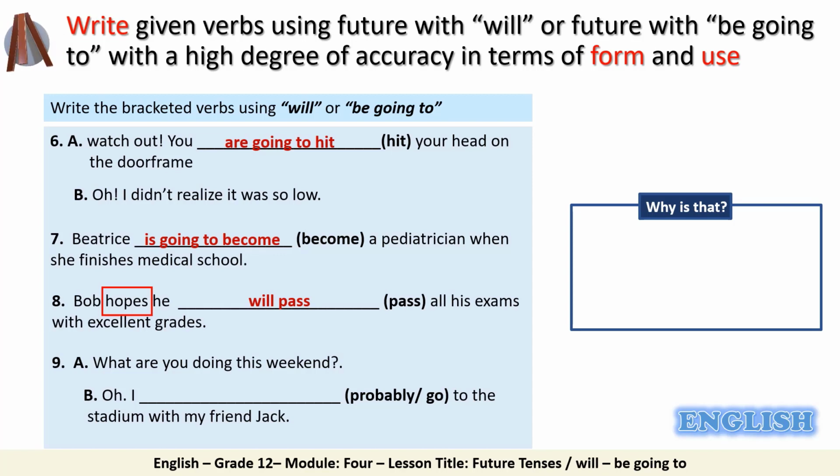What have you decided to use, the future with will or the future with be going to? Excellent. The correct answer is will probably go. Can you justify this choice? That's true, because the speaker's decision is spontaneous, not planned. So the idea of going to the stadium with Jack comes to his mind when he is asked about his plans for the weekend.